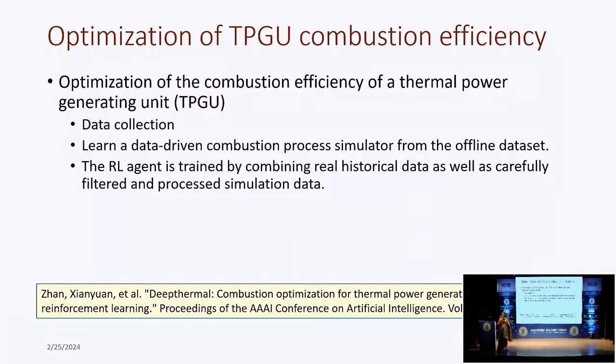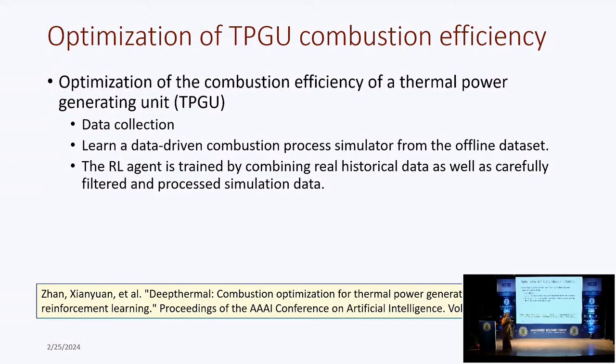But that's not always possible because you don't want to deviate the process by which the power plant is working. So what they have done is that they have built a simulator which will give more data. They have got some actual data. Using that data, they have built a simulator of the system, sort of a digital twin of the system, and use that to get more data.